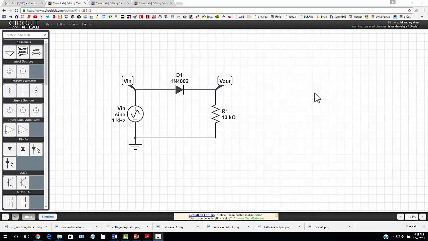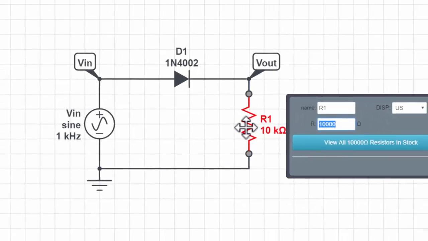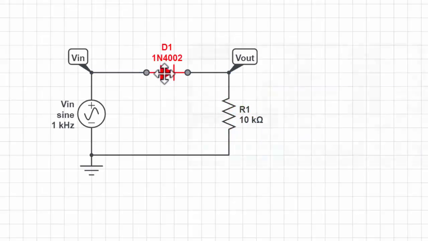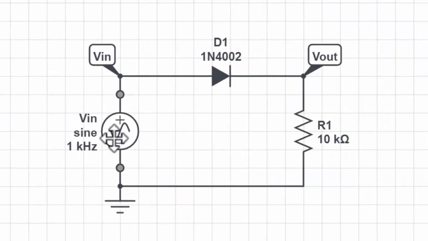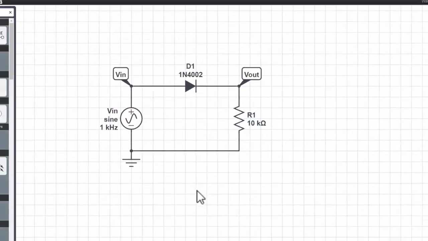Now let's do the circuit simulation. Open the Circuit Lab workbench and construct the half-wave rectifier circuit. Make sure that all the components are connected properly. Also, make sure that the components have the right values or specification. For your resistor, it should be 10 kilo ohms. The diode should be a PN diode 1N4002. For your AC signal, make sure it has an amplitude of 1 volt or 2 volts peak to peak, and the frequency is 1 kHz.